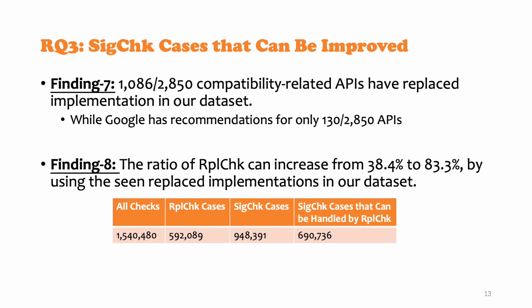In research question 3, we have 2 main findings. We find 1,086 of 2,850 compatibility-related APIs have replaced implementations in our data set, while Google has recommendations for only 130 of them. By using the seen replaced implementations, the ratio of replacement check can increase from 38.4% to 83.3%. This gap shows that there is great room to improve the current practice of handling compatibility issues.